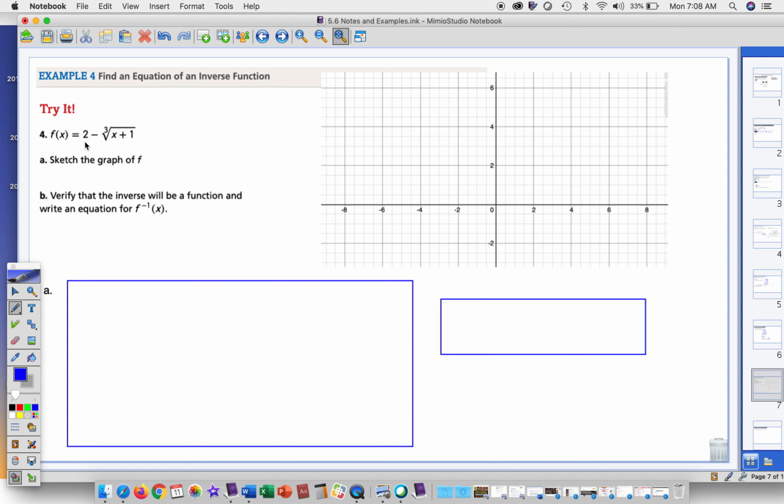This 2, that's our vertical shift. It's a positive 2, so it's going to shift upward. Okay, and then there's a negative here, so that's also going to cause a reflection. Over which axis? Hopefully you said x-axis. So the order would be, we're going to shift to the left, reflect over the x-axis, and then the last thing is the vertical shift. So go ahead and sketch the graph, then verify the inverse will be a function, and write the equation of the inverse. So pause the video, go ahead and try that, come back when you're done, and we'll compare solutions.